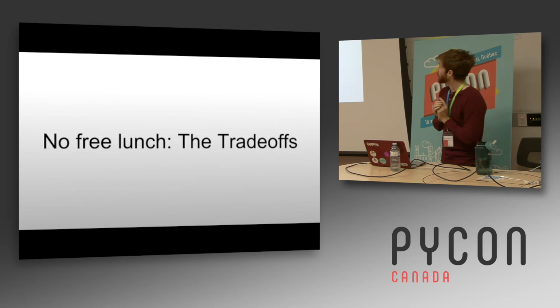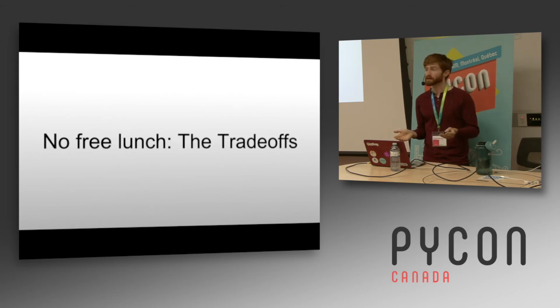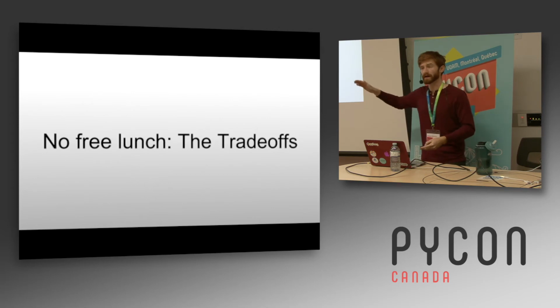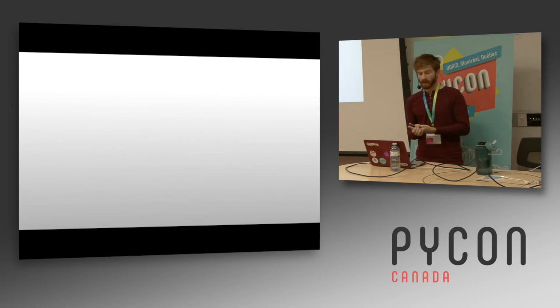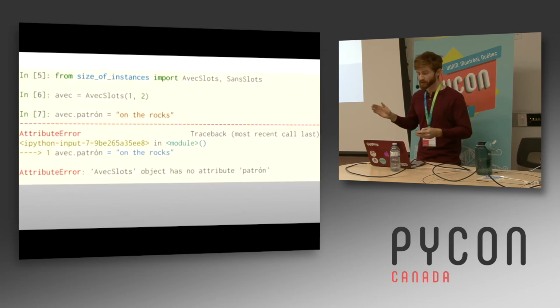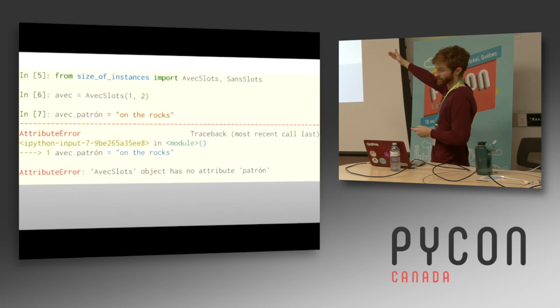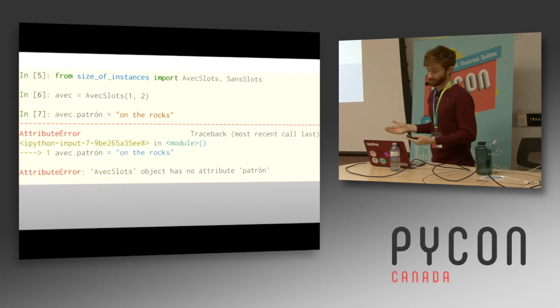So up until this point, we've only been talking about the good things that __slots__ does. Now let's talk about some considerations we should make before we add slots to all of our classes. One of the biggest limitations to slotted classes is that it can only store attributes defined in the __slots__ iterable. Here we see that if we try and set the attribute patron on an instance, we get an attribute error.